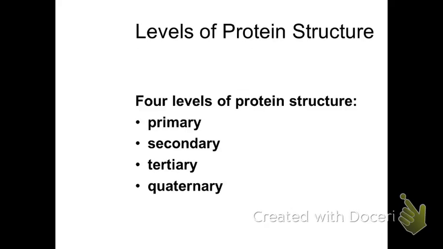Here are the four main levels of protein structure: primary, secondary, tertiary, and quaternary. You need to learn these four levels of protein structure very well for the IB exam. We are going to look at the details of each of these, starting with primary structure.